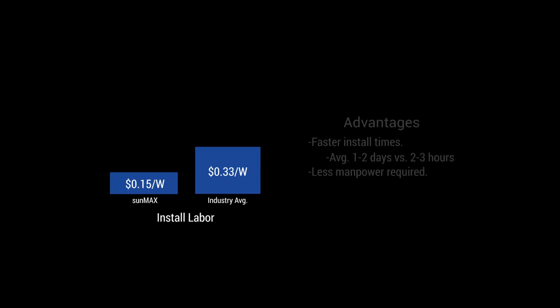Additionally, SunMax helps to dramatically reduce install times. Labor for an average SunMax install should take only 2 to 3 hours at most, as opposed to the reported industry average of 1 to 2 days. This leads to much reduced labor costs.